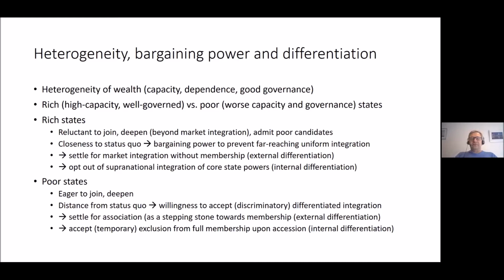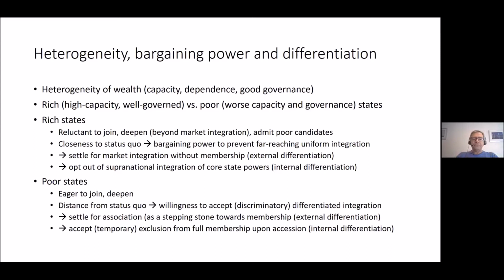What enhances the bargaining power of rich states is that they are actually quite happy where they are. They are close to the status quo. This closeness to the status quo in European Union decision gives them the bargaining power to prevent far-reaching uniform integration. Because they are so close to the status quo, they can say stop whenever integration proposals go too far beyond their own interest and would require them to give up too much of autonomy and to spend too much into a common budget.